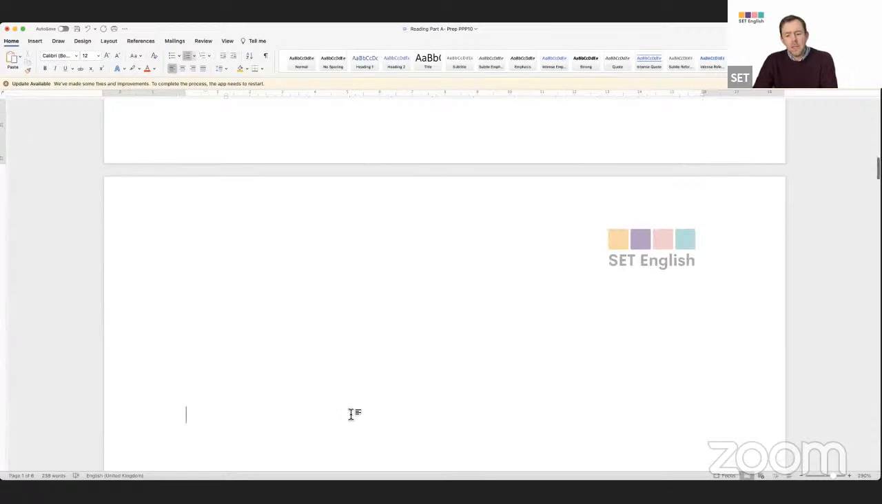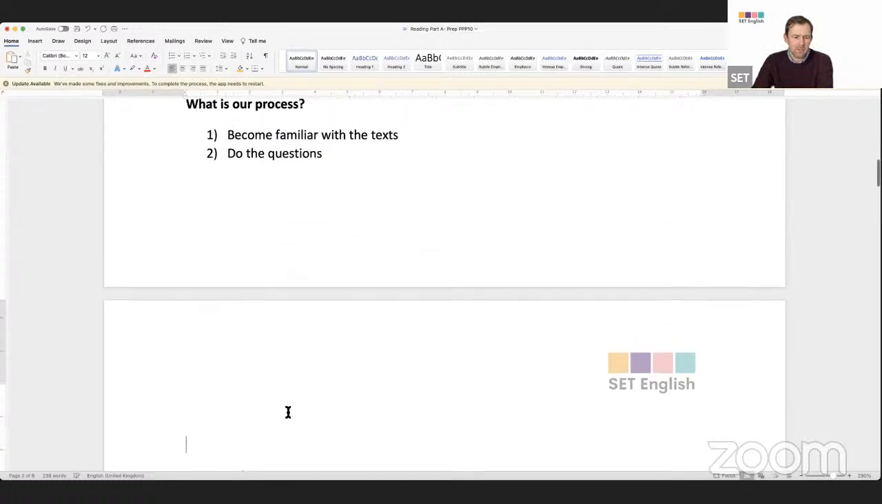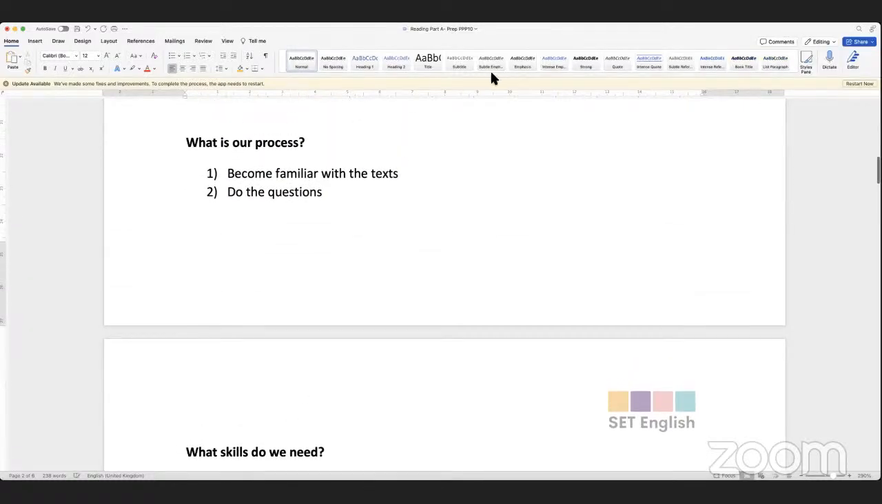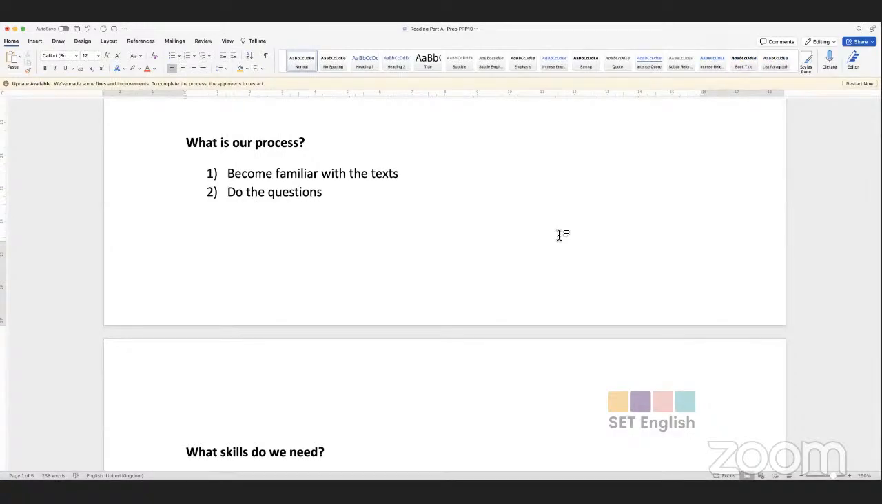Okay, so skills. What kind of skills do we need? Can anyone tell me any skills that they think we need? Scanning and skimming. Yeah. Is it useful for you to have good grammar? I think no, grammar is not important in this part. Not useful, really. No, I think it is important. Yes, you need synonyms. Yeah, I think it is.